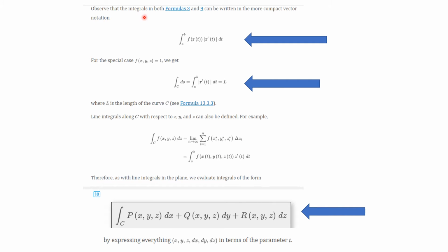Now observe that the integral could also be written in terms of this, since r of t really represents what we have as the parametric equations. This could be f of r of t, and that arc length parameter really is the magnitude of r prime of t dt. So we could write it this way, and also know that if f of x, y, and z is equal to 1, then that's really the line integral along C of ds, and if we substitute in here, this f is 1. We just get the absolute value of r prime dt, and that goes all the way back to what we had, but that is the arc length of the curve.